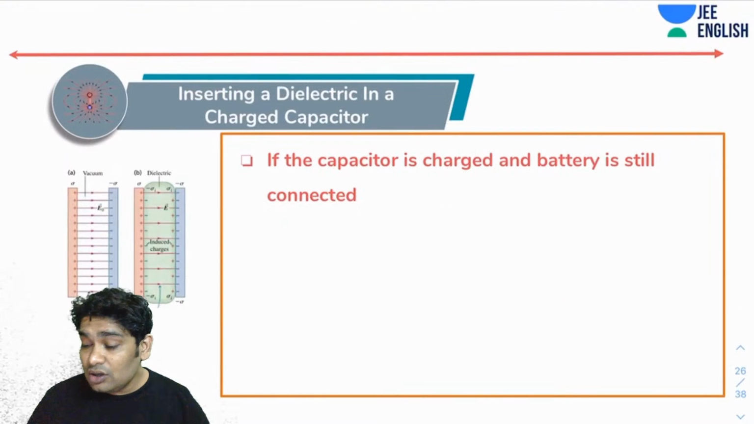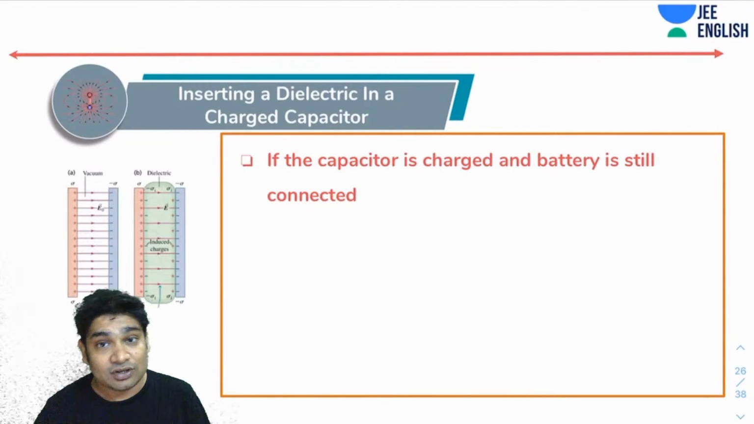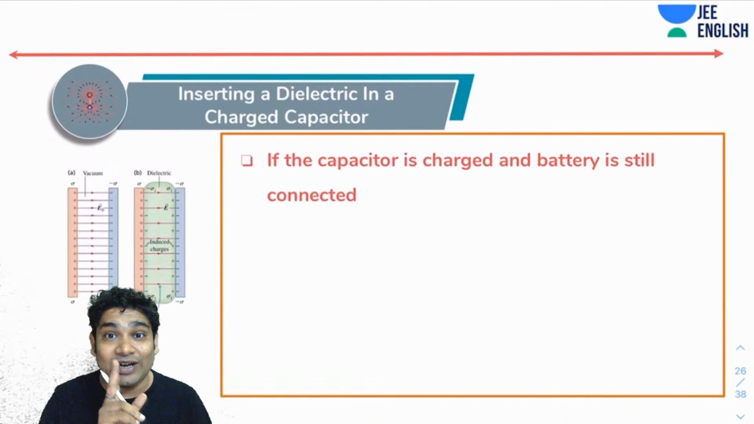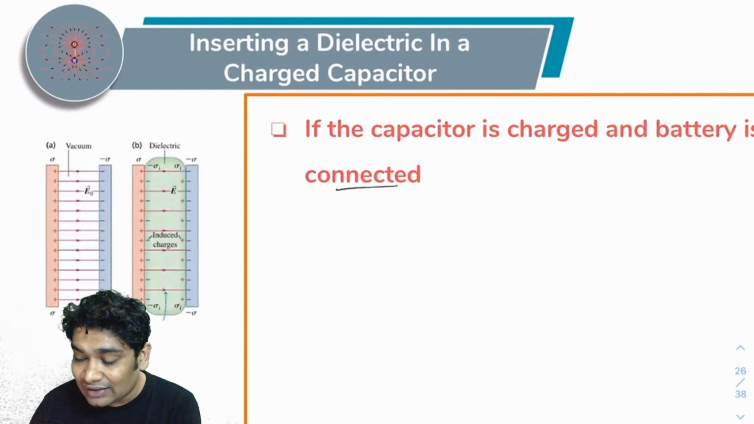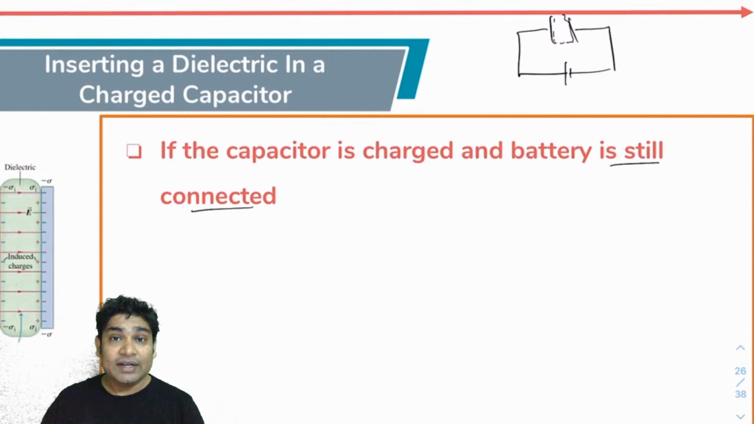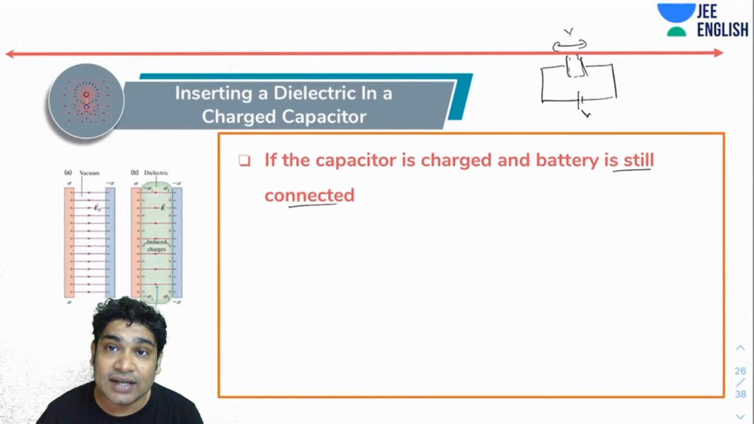All right. So there are two ways in which you can insert a dielectric in a charged capacitor. Imagine there was a charged capacitor and you inserted a dielectric in it. You will have a lot of questions over this. So there are two conditions. One is if the battery was still connected. Even if you're inserting the dielectric, the potential difference across the plates will not change. It would still remain V.